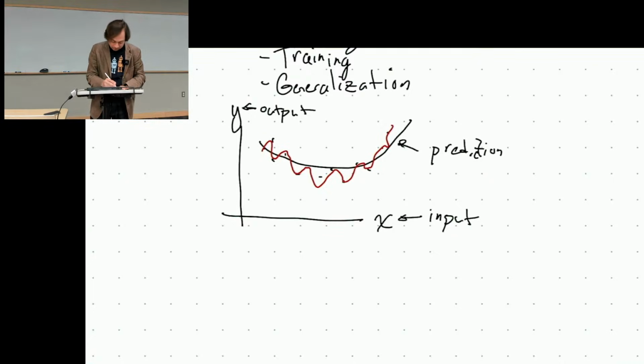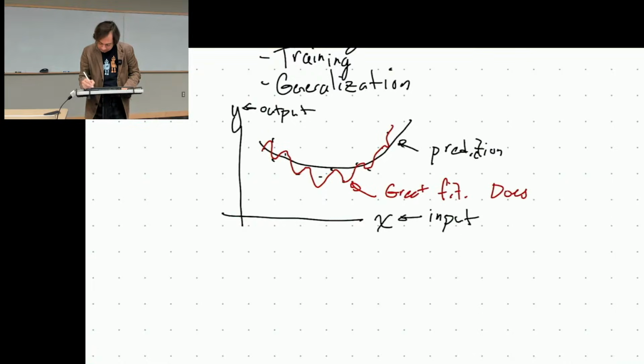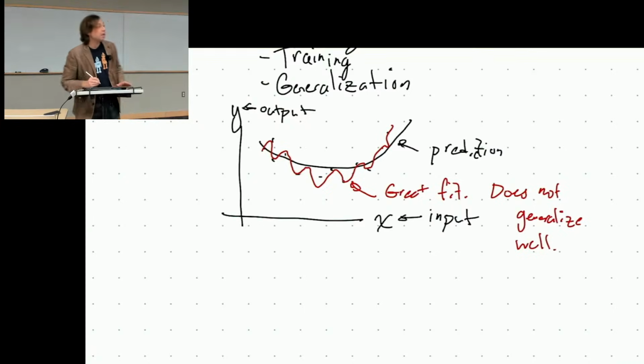So this is a great fit, but it does not generalize well, okay? And so much about machine learning is about generalizing well. Again, if it's just about memorizing data, that's easy. We just put it in memory, say, hey, what's the data? There it is back to us. But it's about what happens in between these data points that we care about.